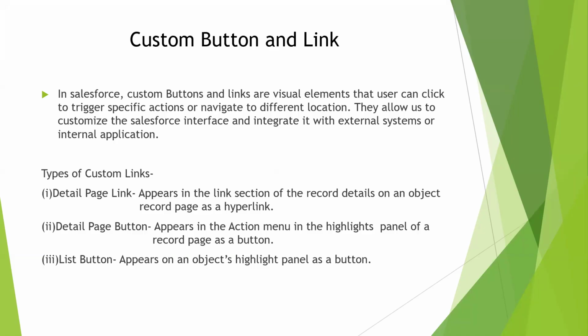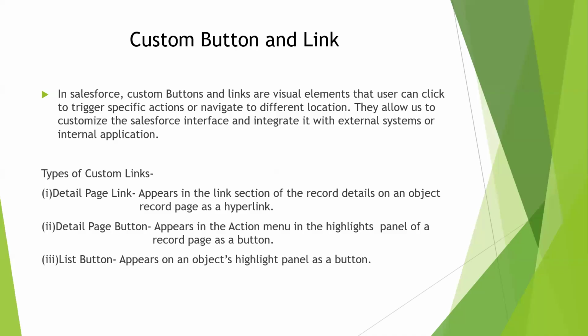So there are three types of custom links. The first one is detail page link, the second one is detail page button, and the third one is list button. On the basis of the appearance of these links and buttons, we can differentiate them into three categories. The detail page link appears in the link section of the record page detail on an object record page as a hyperlink, right?